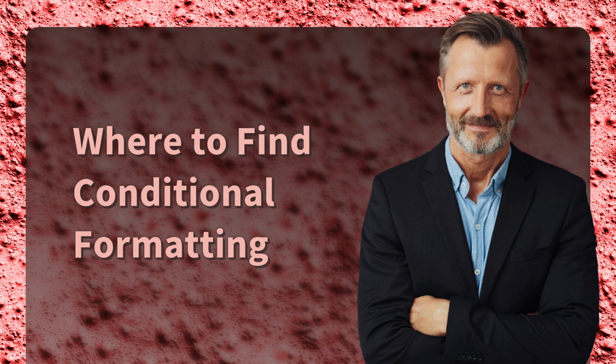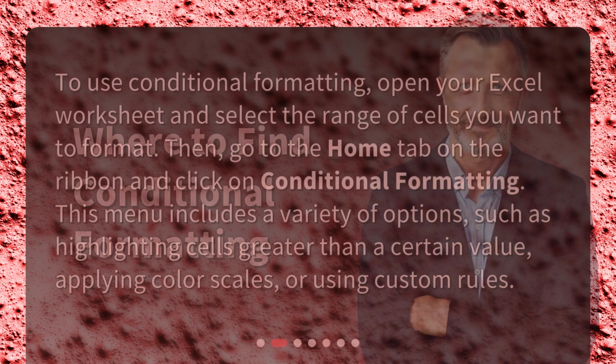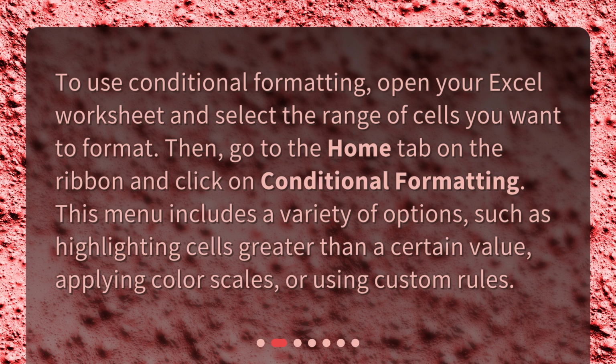Where to find conditional formatting? To use conditional formatting, open your Excel worksheet and select the range of cells you want to format. Then, go to the Home tab on the ribbon and click on Conditional Formatting. This menu includes a variety of options, such as highlighting cells greater than a certain value, applying color scales, or using custom rules.